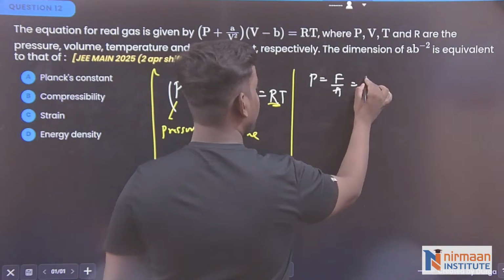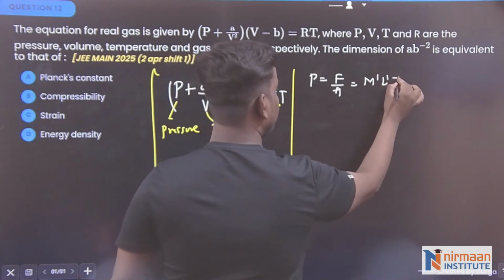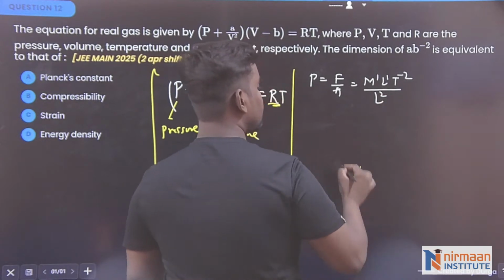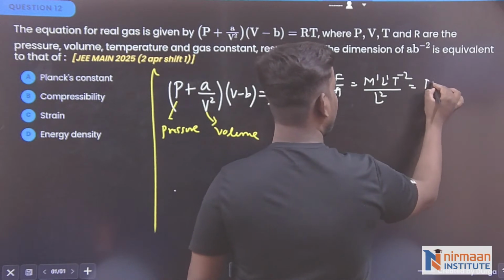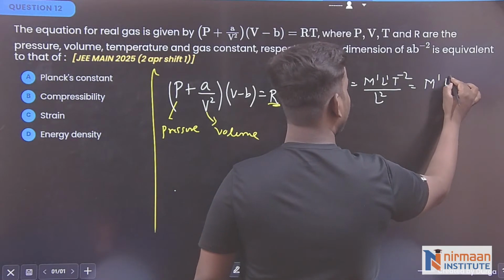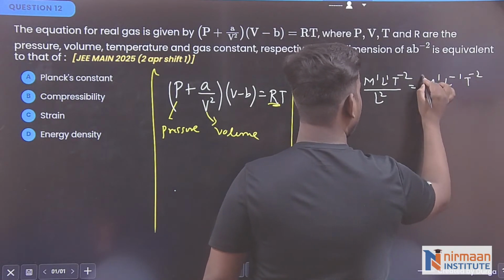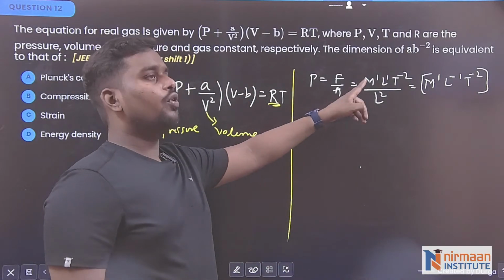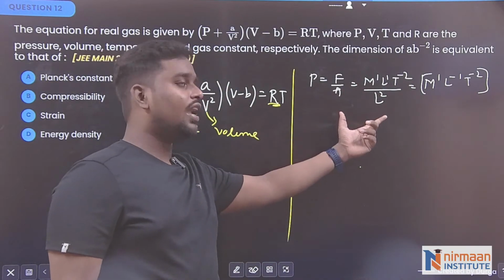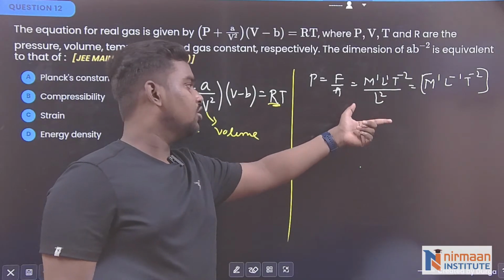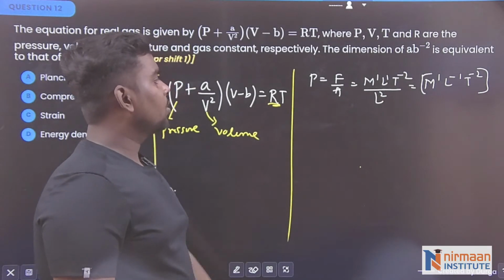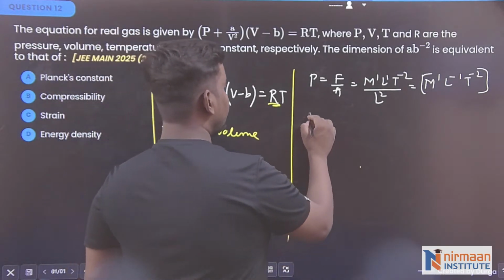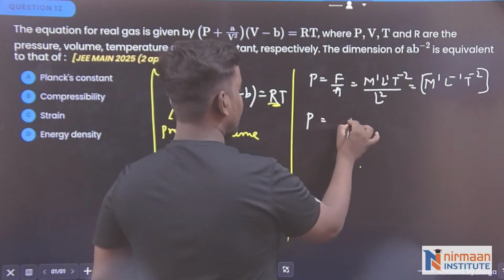Force is M1 L1 T minus 2. What is area? L2. If I solve it, I get M1 L minus 1 T minus 2. That is my pressure dimension, because force by area is M1 L1 T minus 2 over L2, where area is length into breadth. So the pressure dimension must be equal to the A by B square dimension.